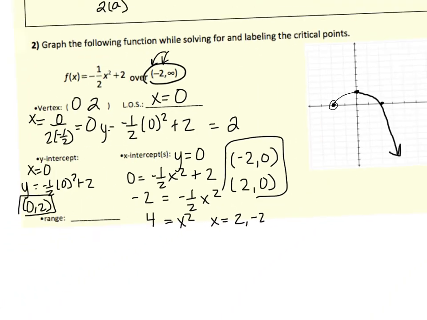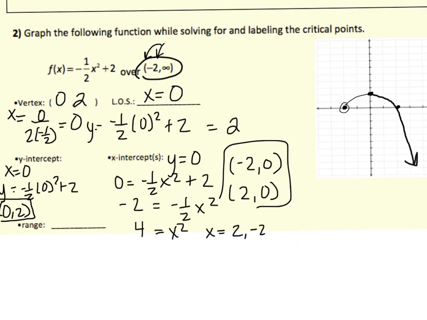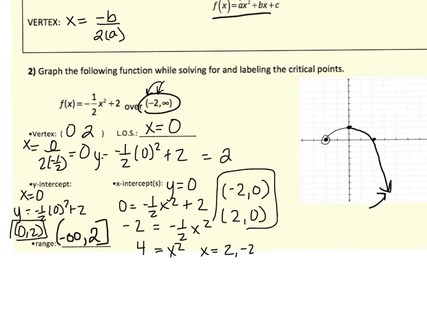And then our overall range, again, from the bottom to the top, since this arrow is there, it's going to be from negative infinity to the highest point, which is a positive 2, and it includes it, so it's going to be a bracket. So that's what we call standard form graphing.